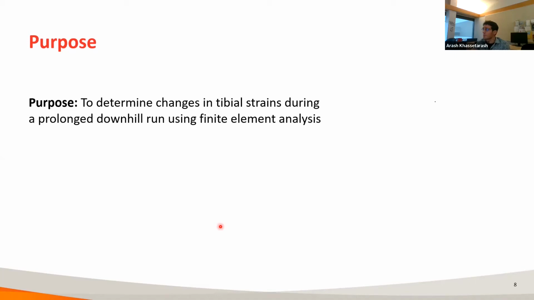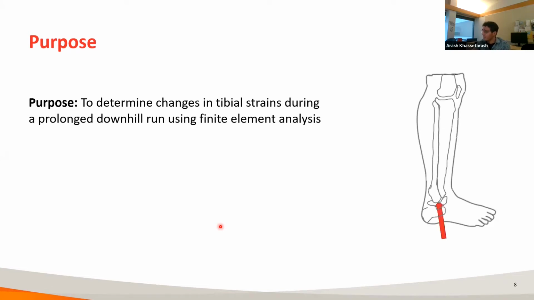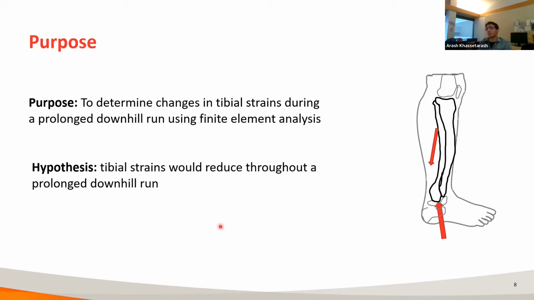As I mentioned before, Powell's theory makes perfect sense in terms of the femur, but in terms of the tibia, the contact forces, for example, the ankle contact force, tries to bend the tibia posteriorly. At the same time, the forces from the large plantar flexor muscles try to bend the tibia in the same direction. So if there is a reduction in muscle forces by neuromuscular fatigue, then we should expect a decrease in tibial strains. With that, we hypothesized that the tibial strains would reduce throughout the prolonged downhill run.